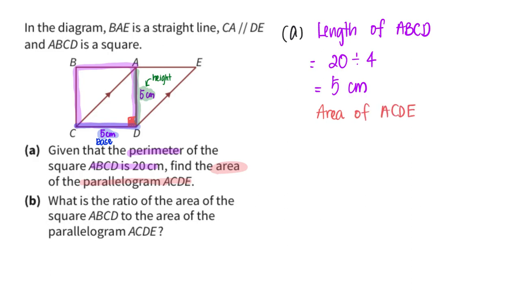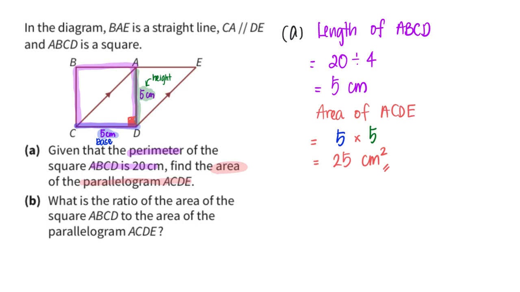So in this case, area of ACDE is therefore equal to base is 5, height is also 5, to give me 25 cm square.